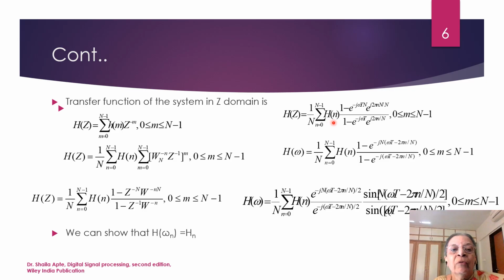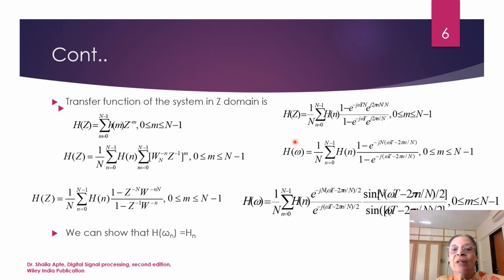Then what we do? We just write the value of z, and we also write the value of w. W is e raised to minus j 2 pi by capital N, and z is e raised to minus j omega t. Right. So after putting the values of z and w, we get this equation.